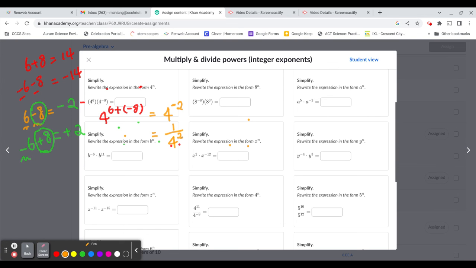Next question, same idea. 8, negative 8 plus 3. So you get a to the power negative 5. And you cannot have the negative exponent in your final answer. So you got to rewrite them into reciprocal.